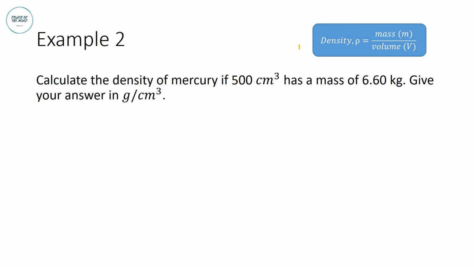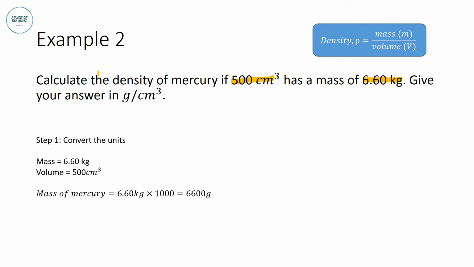Alright, next, example 2. Okay, calculate the density of mercury if 500 centimeter cube has a mass of 6.60 kg. Alright, so give your answer in gram per centimeter cube. Okay, so now they want your answer in gram per centimeter cube, but your value of the mass is in kg. So what you have to do is first you have to convert. So mass is equal to 6.60 kg. Alright, and the volume is equal to 500 centimeter cube, so we won't disturb that.